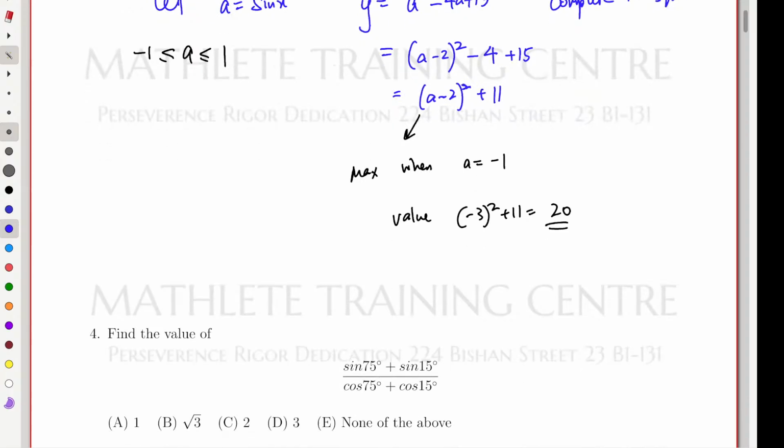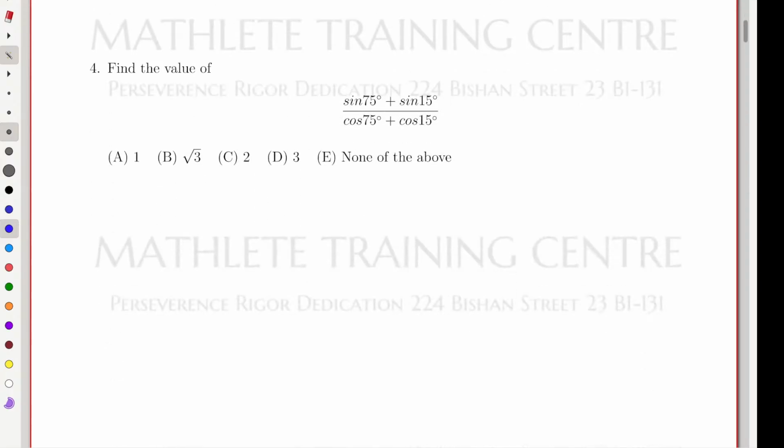Okay, question number 4. Find the value of this: sine 75 degrees plus sine 15 degrees over cosine 75 degrees plus cosine 15 degrees. I know some of you, when you see this expression, might be tempted to just substitute sine 75 degrees inside. It's tempting to substitute sine 15 degrees inside, but it is simpler than that.